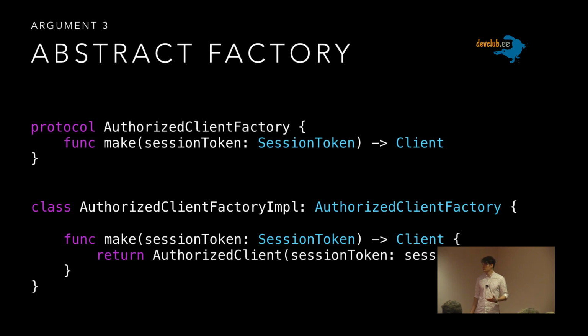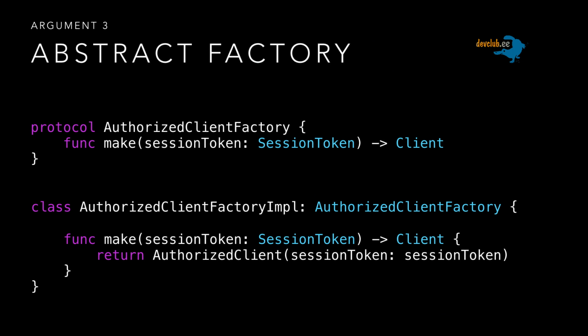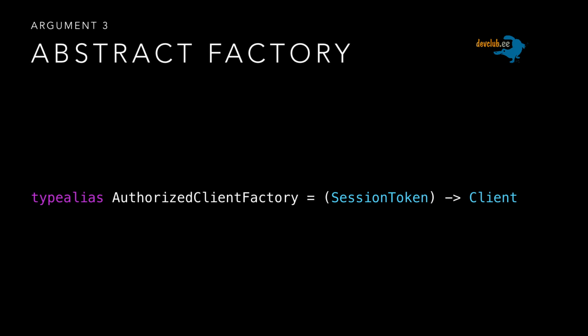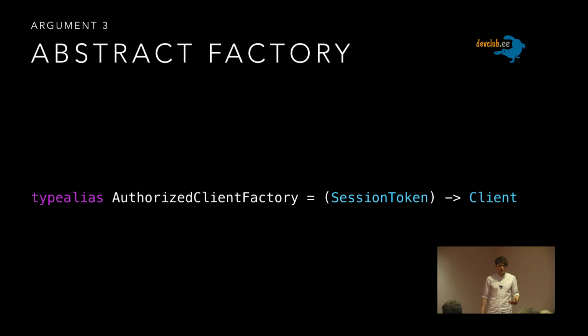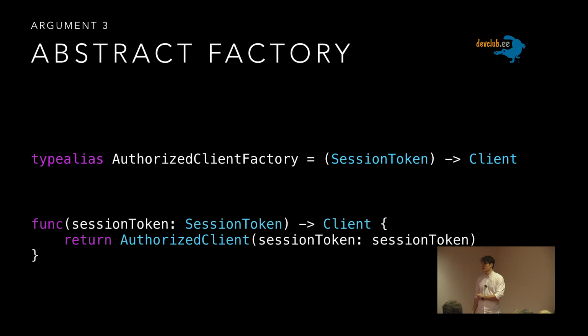Implementation is also rather simple. Given the session token at runtime, it will instantiate the authorized client. So this is sort of like a promise. We can pass this promise to our account service. Account service will use this promise and will resolve the client it needs. And if you're one of the lucky ones who have first-class functions in their language, like in Swift, we can simply state that, in this case, abstract factory is simply a pure function, which will take some argument and return the client we need. And it can be implemented like this.